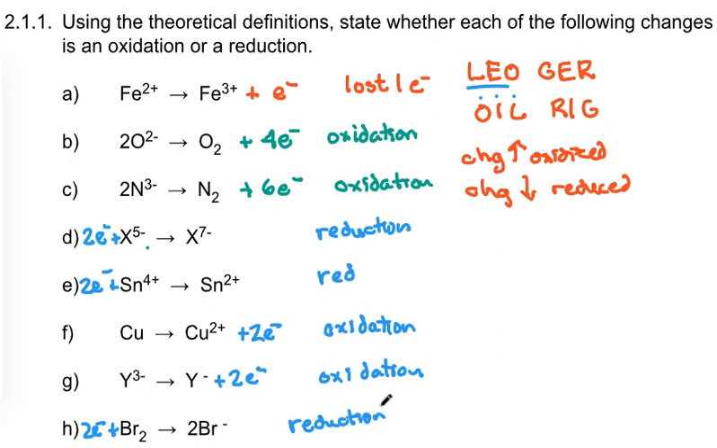Or the other way you can see it's a reduction. The charge of bromine went from 0 down to -1 each. Going down is a negative. That means bromine got reduced. Easy enough.